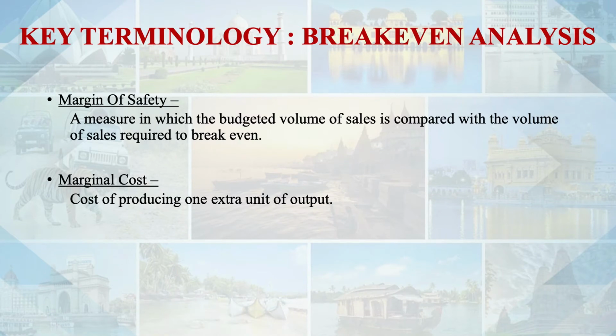Marginal cost is the cost which increases per unit of extra production. And this is important. This cost keeps on reducing because of fixed cost, that is, the scale of production and the economy of scale that happens. So next, let's discuss the break-even equation.